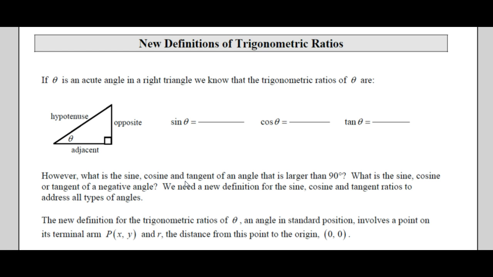So if theta is an acute angle in a right triangle, we know the trig ratios. What's sine theta? So sine theta in terms of these sides is defined as? Yeah, so what's sine theta? Opposite over hypotenuse. What's cosine of theta? Adjacent over hypotenuse. What's the tangent? Opposite over adjacent.